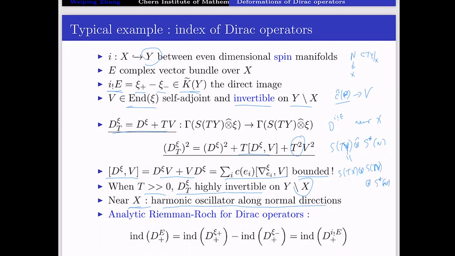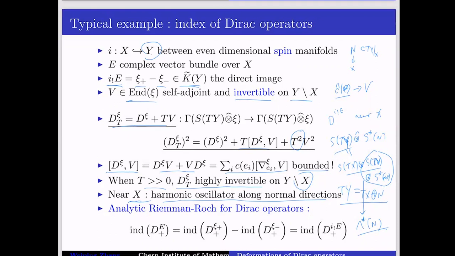Because TY equals TX direct sum of this one. So we have this decomposition. Near X, we have this decomposition. And this one, exactly, you get the exterior algebra. And so the analysis of the harmonic oscillator will apply on this. You get everything localized. So in this way, we get an analytical Riemann-Roch-Hirzebruch Dirac operator, where the index on some manifold equals the index of its direct image.